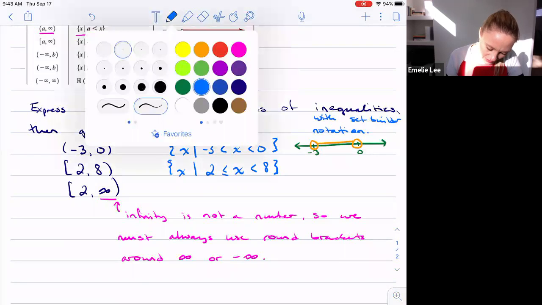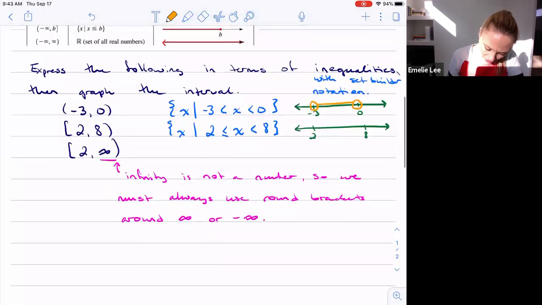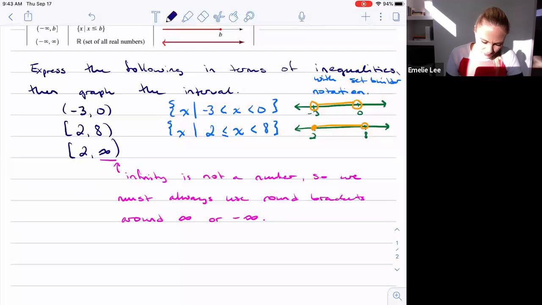How about the number line for this guy? Looks very similar. We'll start here, do our real number line, and then I'm going to plop down 2 and 8. Doesn't actually matter, spacing or anything. But what I need to show is that it's inclusive of 2, but exclusive of 8, and all the values in between. So, oh, color.